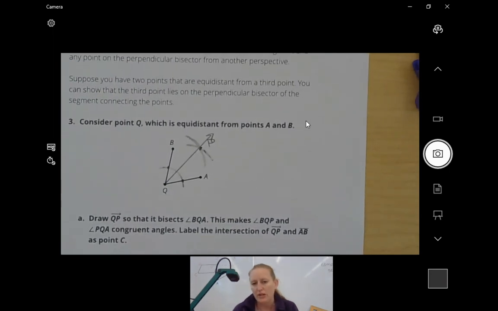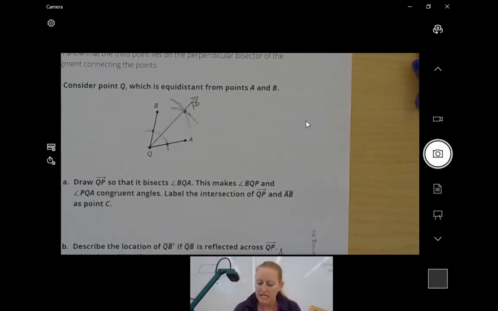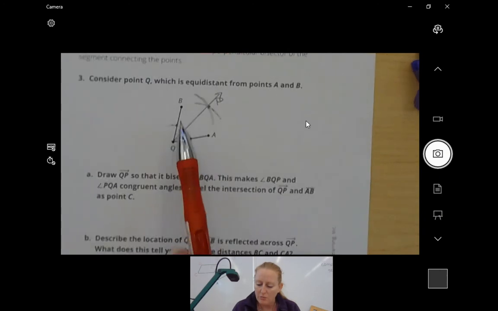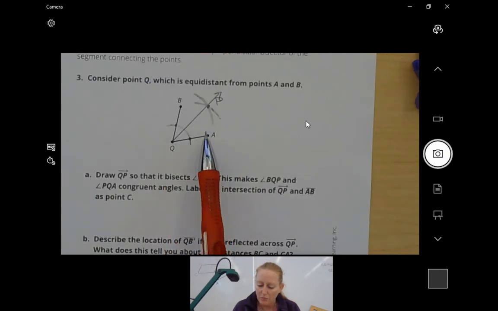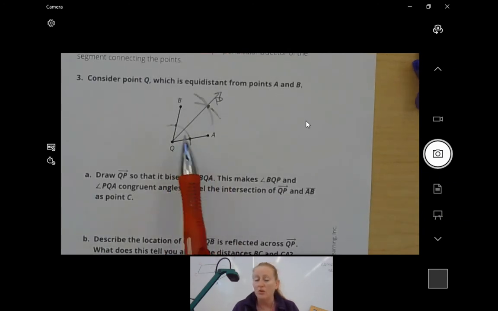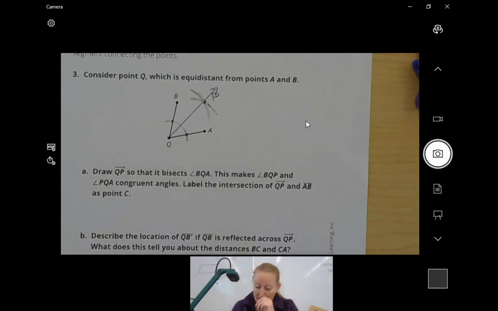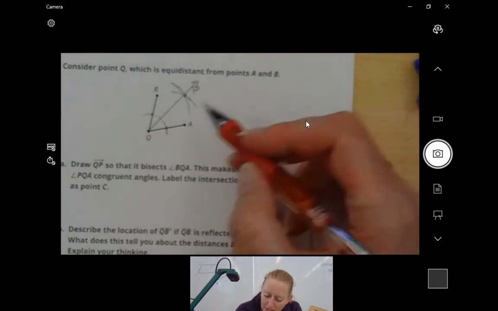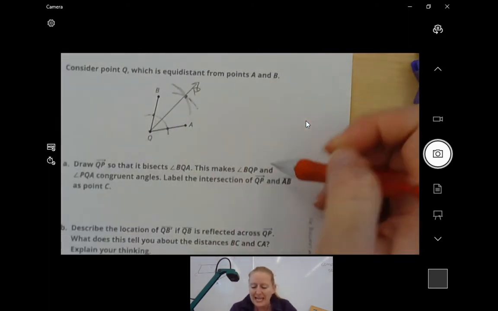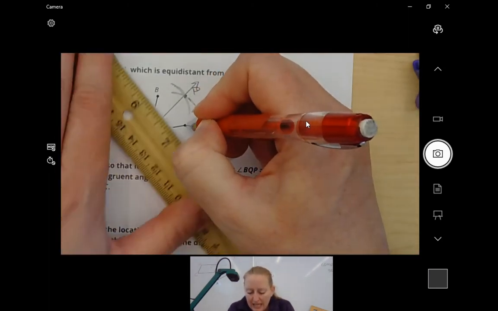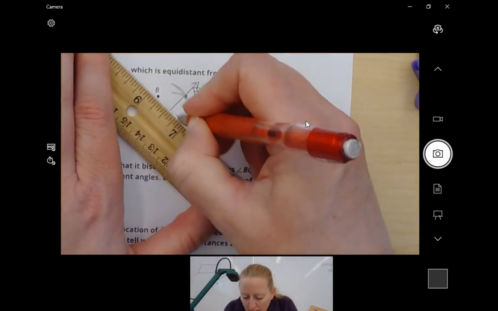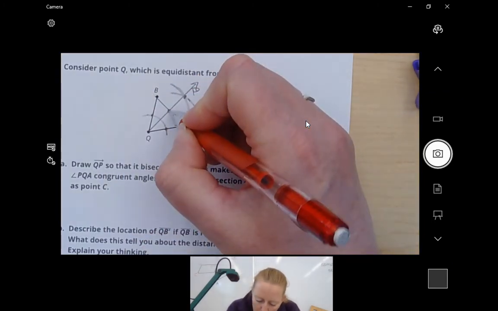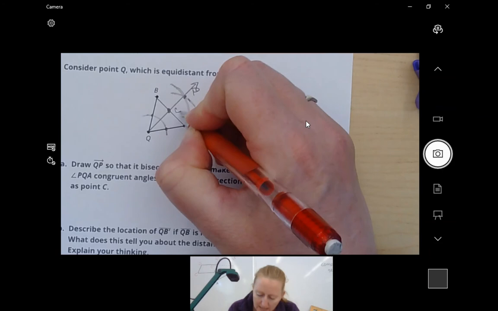Now, the next directions were confusing. That's okay. That's why I'm here. So this makes angle BQP and angle PQA. These are congruent angles. We know that. So what I want to do now is label the intersection of QP and AB. I'm going to connect A to B, using my straight edge. We're going to call that point C.